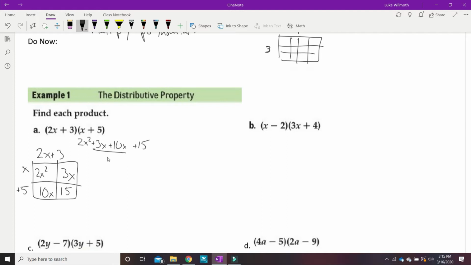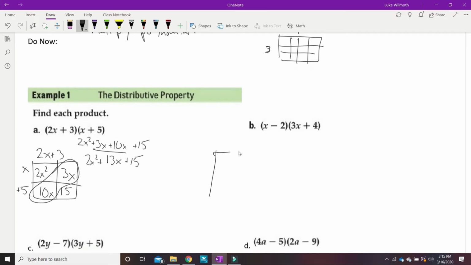Now 3x plus 10x is 13x. You'll notice that the 10x and the 3x, usually on this diagonal, are almost always going to be like terms, and you can just add them up real quick. So we can do it even faster than what we just did. Let's try the next one here.